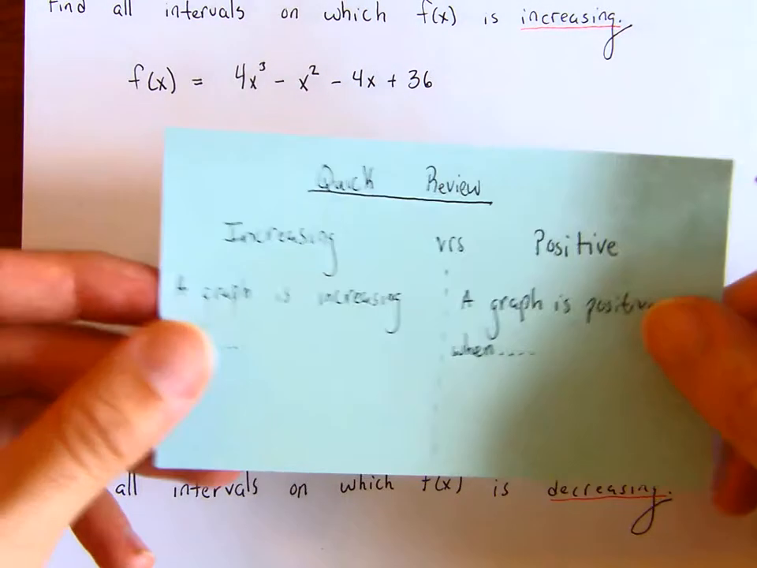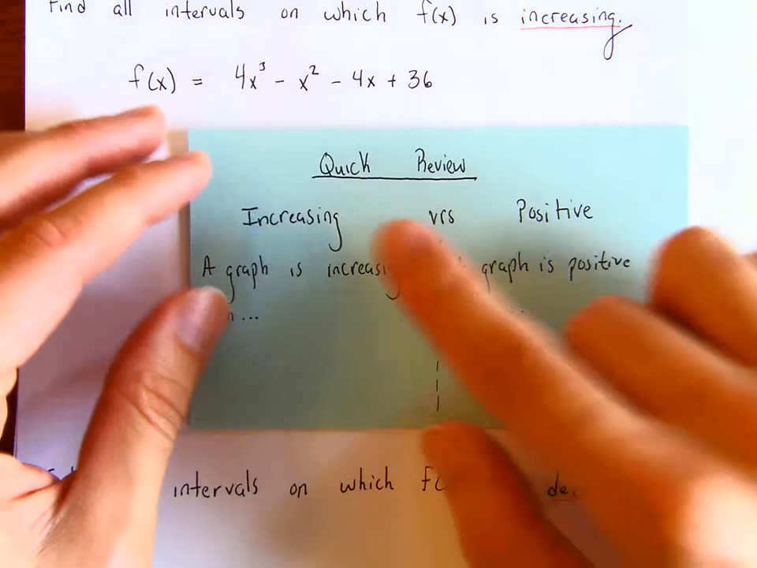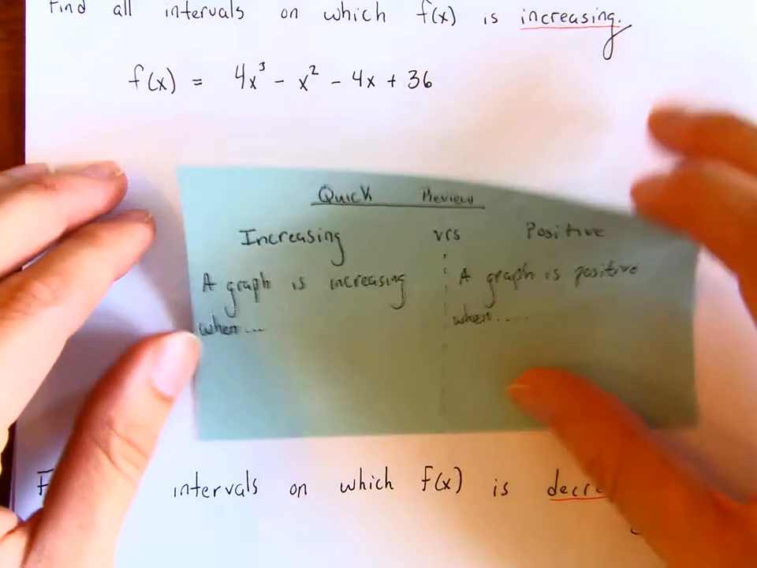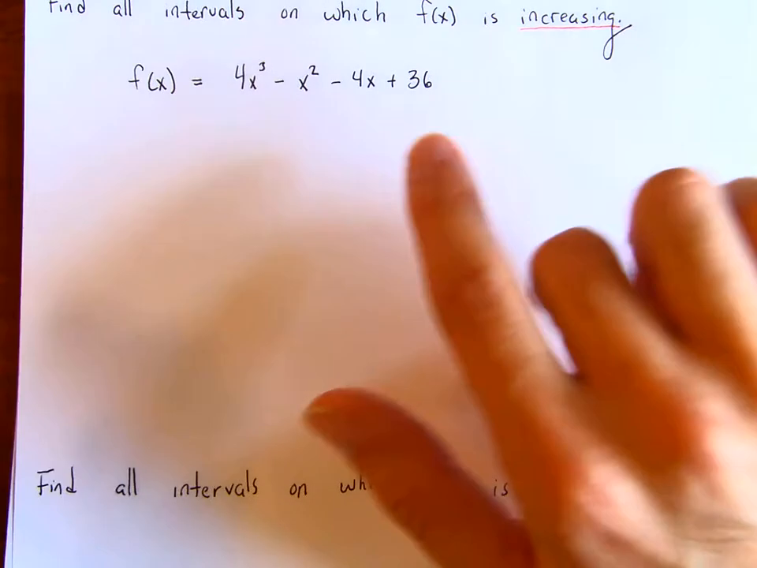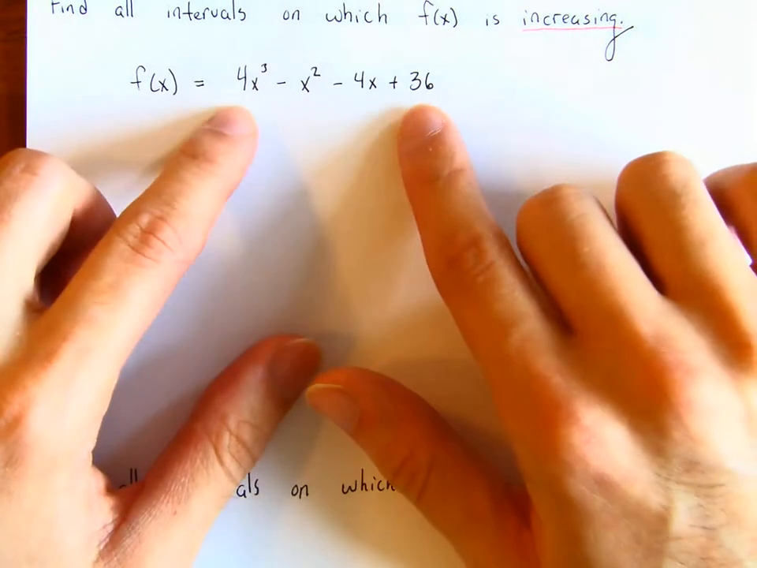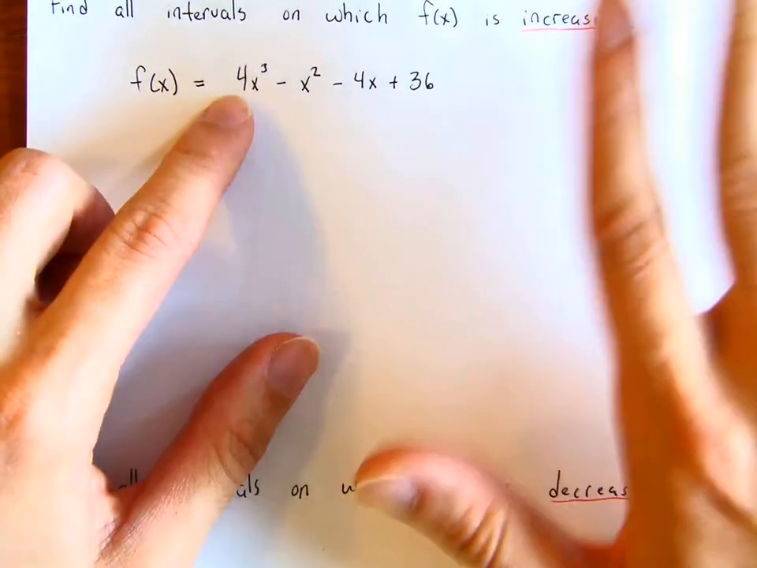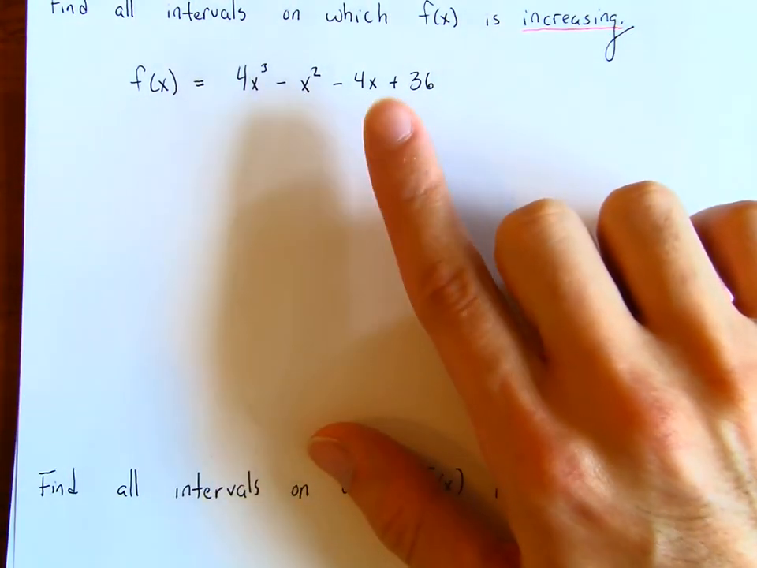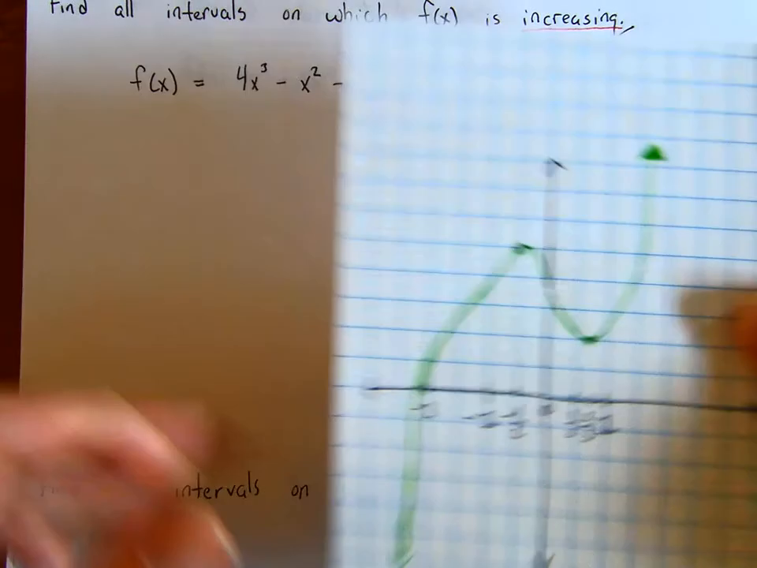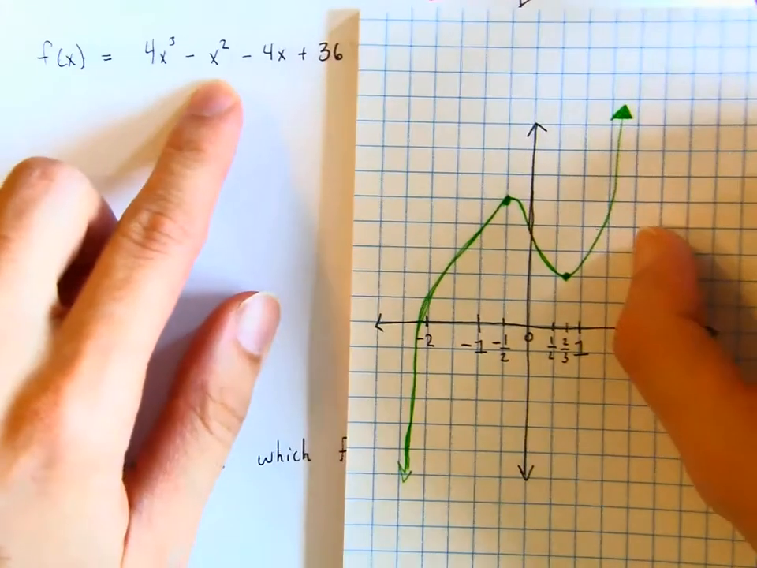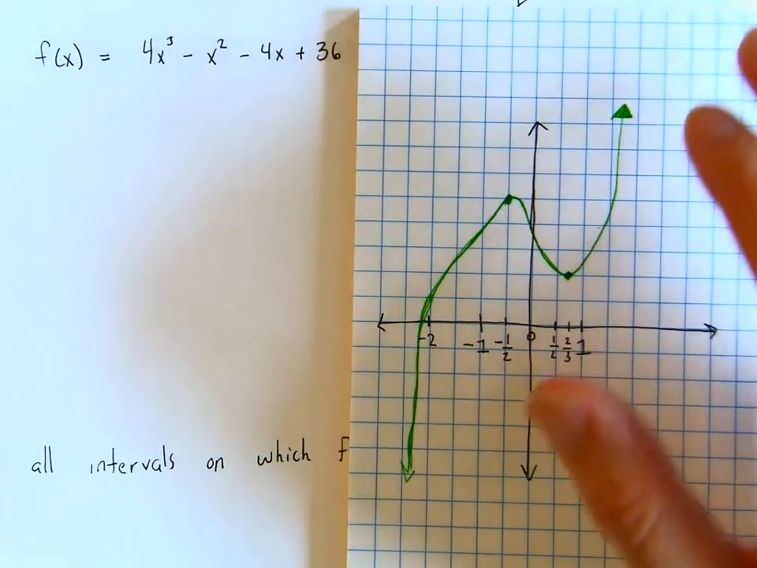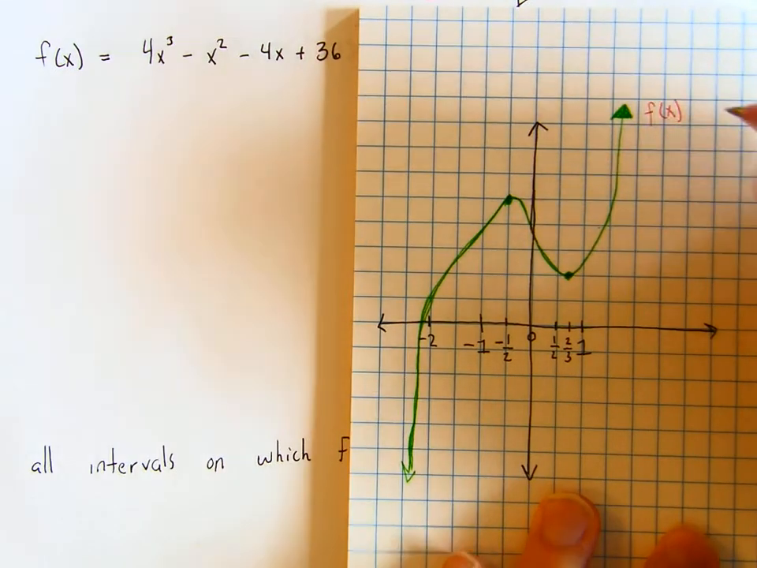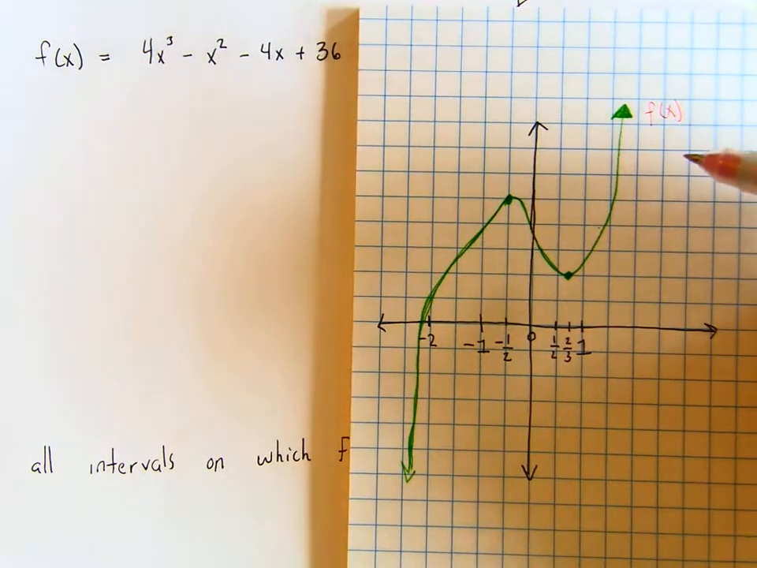And just a quick idea, what's the difference between increasing and positive? We'll get to that in a second. But let's imagine, just to warm up, what we want to do is find when this graph is increasing, but we don't have a picture. So what we're going to do first is show the picture of this, and figure out just from the picture of this graph, when is the graph increasing? Okay, so this is f of x. I drew it really bad. So the idea is, when is this graph increasing?